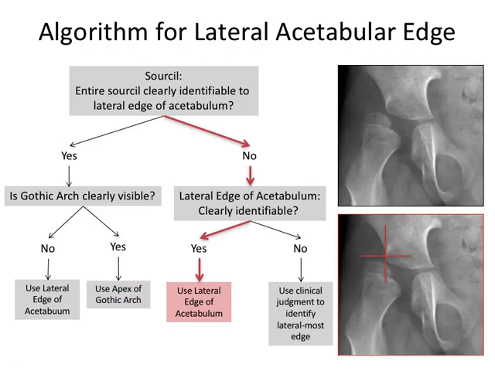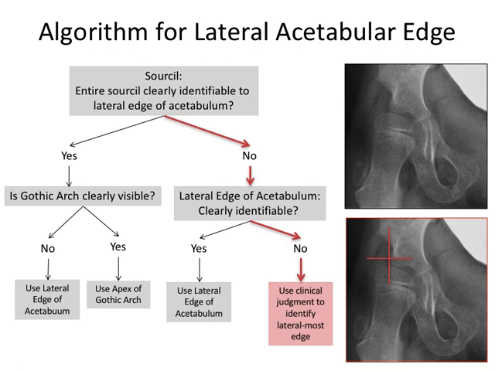In some cases, you will not be able to clearly identify the sourcil going all the way out to the lateral edge. In this example, there's really no clear sourcil. There's a hint of a Gothic arch, but you can't really see a sharp line. In that case, you just use the lateral edge of the acetabulum. That's probably the most reliable, because you'd really be grasping at straws to figure out where the apex of an invisible line is, right? Finally, there are some cases in which you don't have a sourcil. It's really hard to identify a lateral edge, and you just have to use your clinical judgment as to what you're going to call the edge of the socket. Those are the most challenging cases.